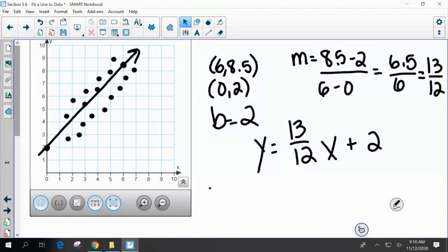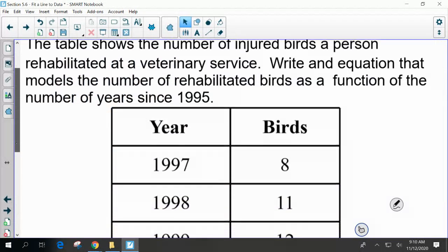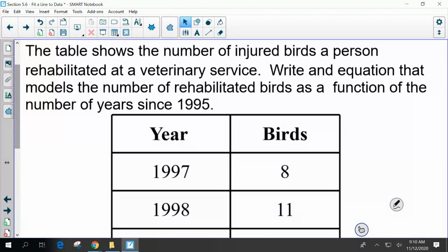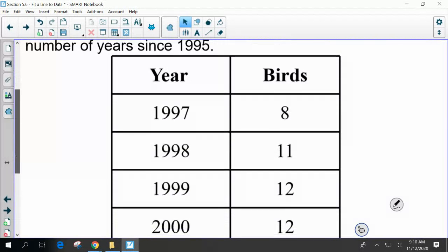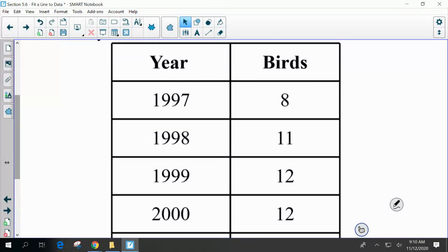Okay, so this next part we have some data to look at. The table shows the number of injured birds a person rehabilitated out of vet service. Write an equation that models the number of birds as a function of the number of years since 1995. So that means that 1995 would be, like if I had 1995 on this graph, it would equal 0.